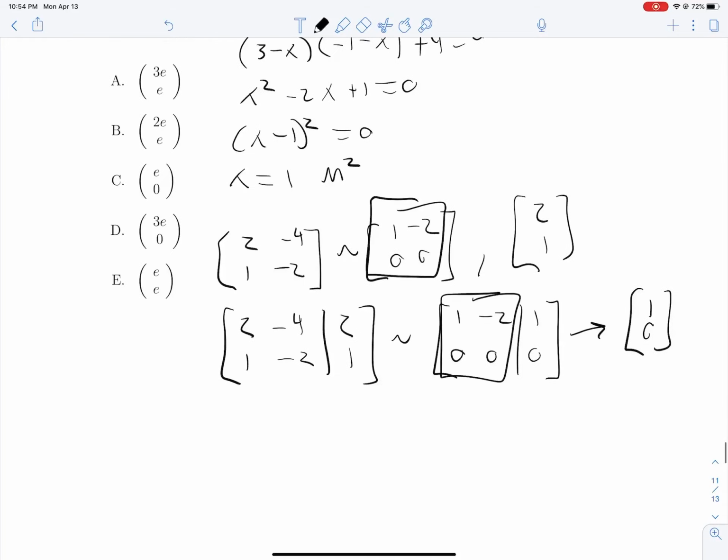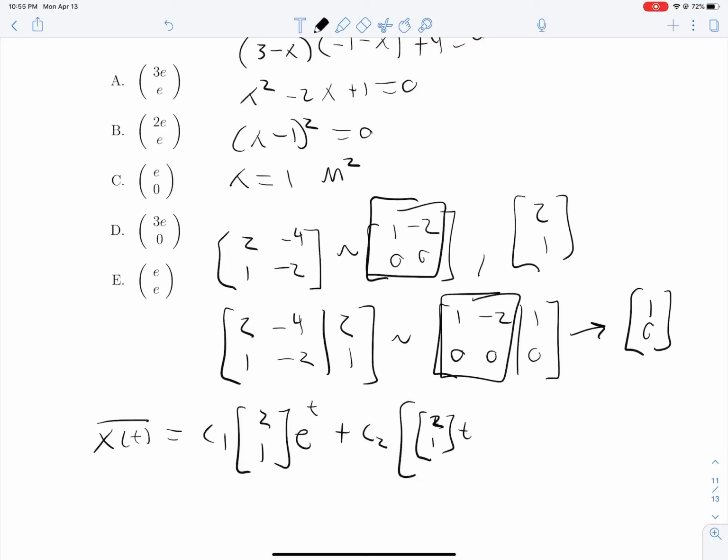Now putting together our solution, x of t is equal to c1 v1, 2, 1, e to the lambda 1 t, plus c2 times v1 t plus v2, our generalized eigenvector, times e to the lambda 1 t.